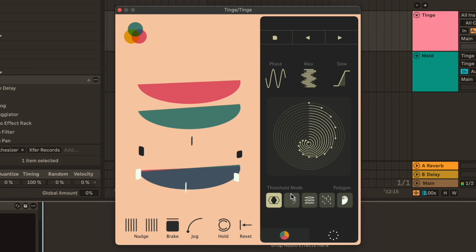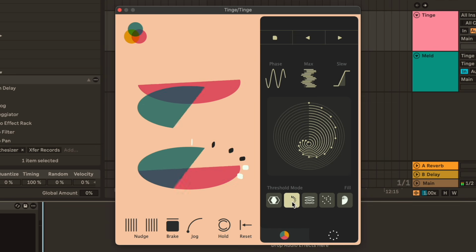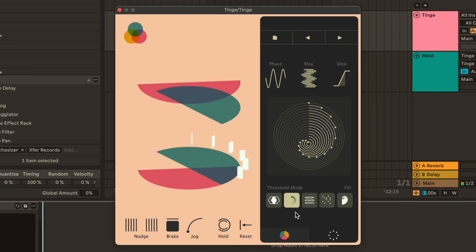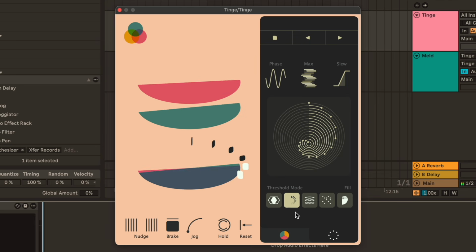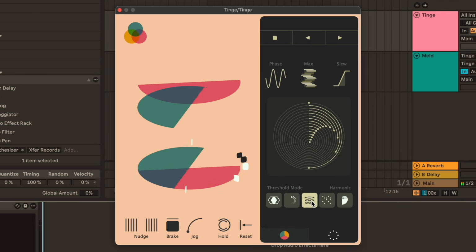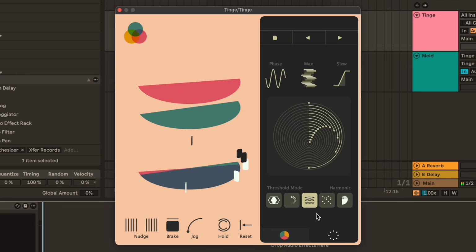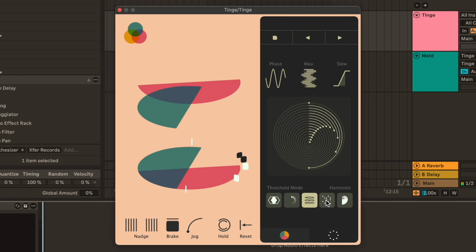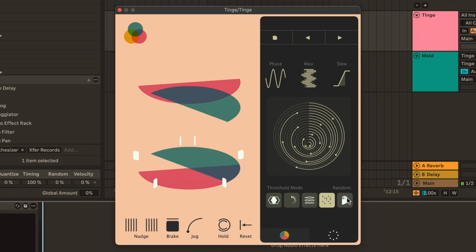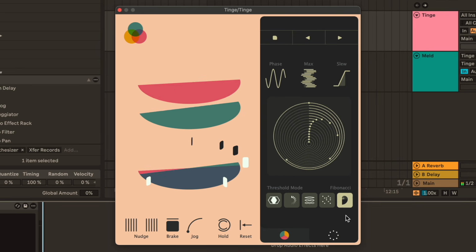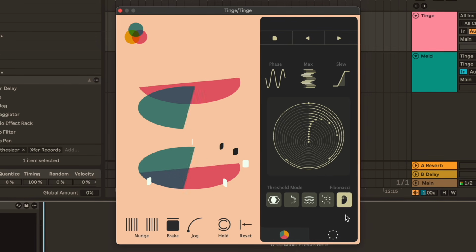Thresholds by default are splayed equidistantly. They can also be arranged from left to right. In harmonic intervals, the second threshold divides the circumference into two, the third into three, and so on. Random position, and the Fibonacci series, with each value a sum of the two preceding values.